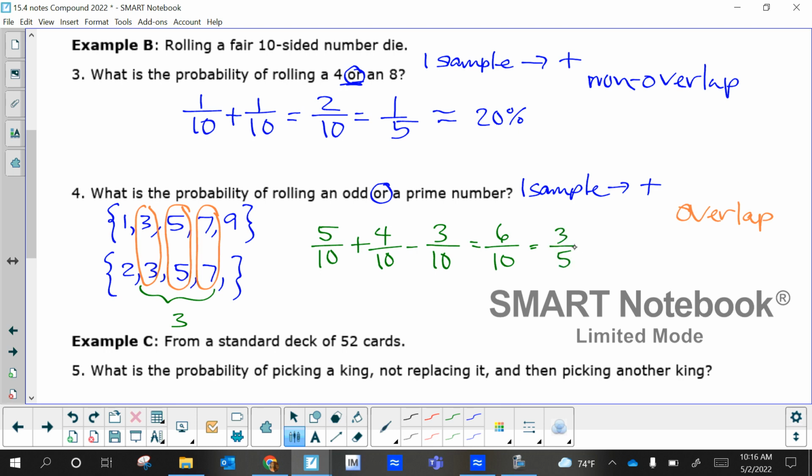2 doesn't know 3. Yes, 3/5. So what percentage is that? That's about a 60% chance of rolling an odd or a prime number.